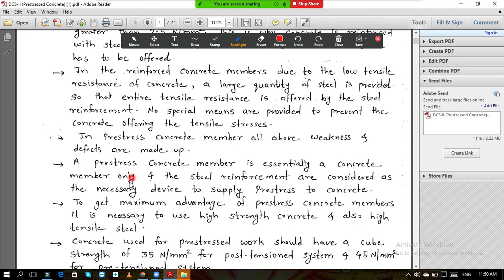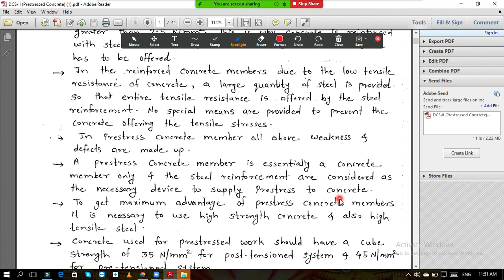In normal concrete, you know that concrete only takes care of compression and not tension. So in the prestressed concrete member, all the above weaknesses and defects are made up. In a prestressed concrete member, essentially it is a concrete member only, and the steel reinforcements are considered a necessary device to supply the prestress to the concrete.